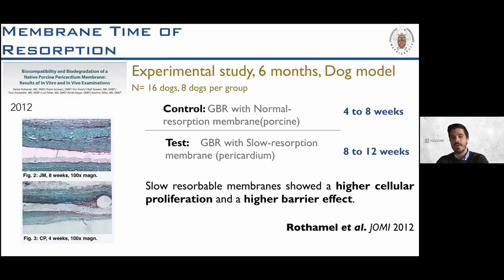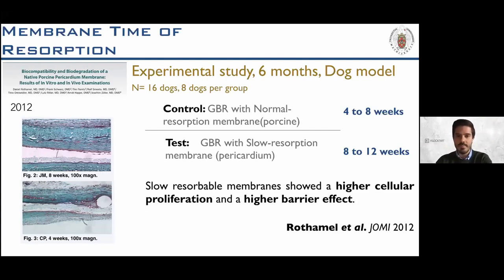Also, this study was performed in ducks with 6 months of follow-up, in which they compared a natural collagen membrane to the pericardial membrane. The barrier effect of the natural collagen membrane was 4 to 8 weeks, compared to the test group, the pericardium membrane, whose time of resorption or barrier effect was from 8 to 12 weeks. So they stated that the slow resorbable membranes, like this pericardial membrane, showed higher cellular proliferation and also a higher barrier effect. And this is important, really crucial, if you want to separate the different layers of epithelium and connective tissue from the bone.